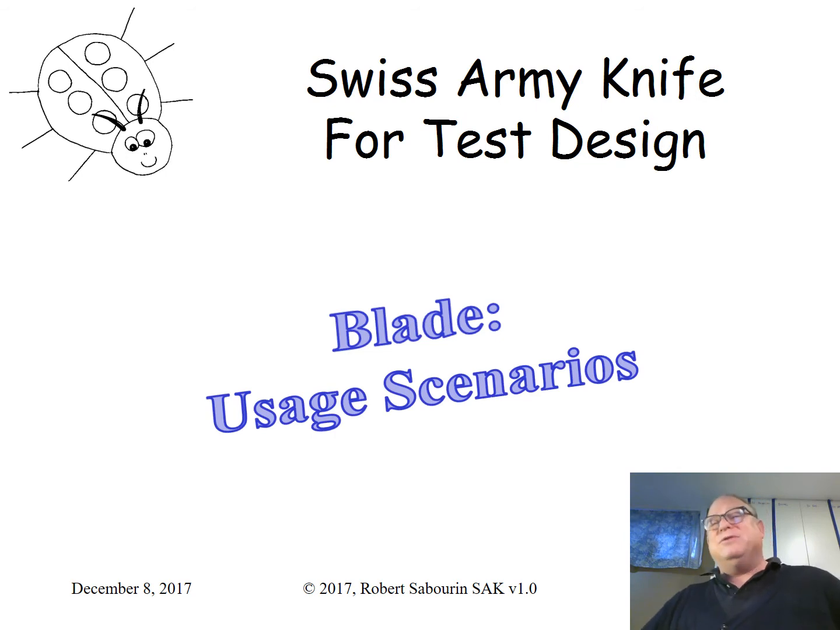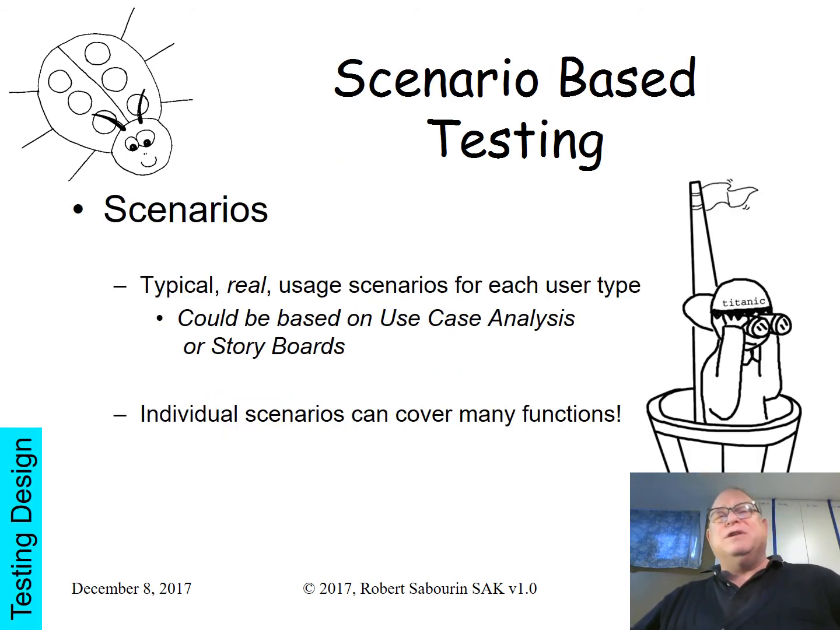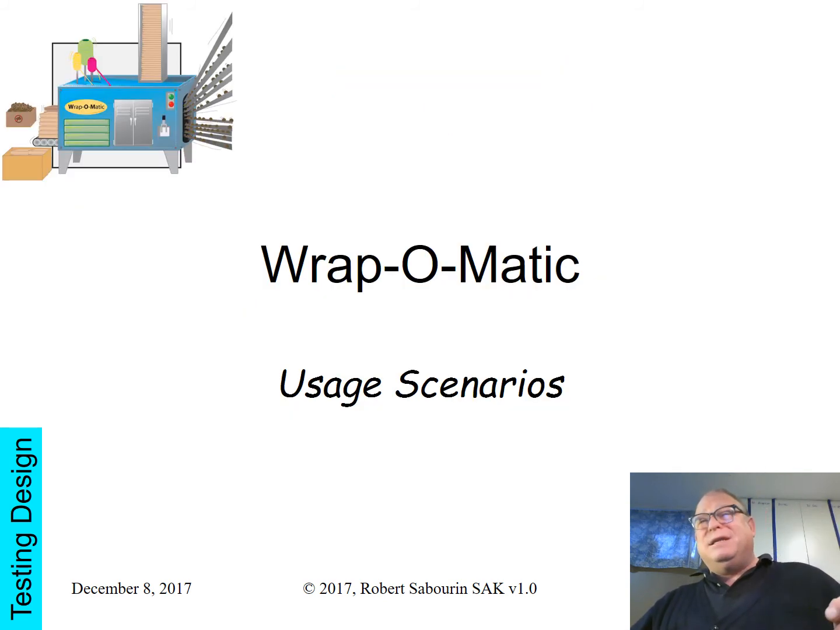Diving from the subject of boundary tests to another blade, multi-variable blades perhaps, this test design technique is called usage scenarios. Ask not what your feature does for a user, but ask what your user does with the feature. We take a look and we're modeling usage of it. We take a look at real usage for each type of user. Maybe we have an analysis that's done that. Maybe we've created storyboards that have done that. Every single scenario can and almost always does touch many, many functions.